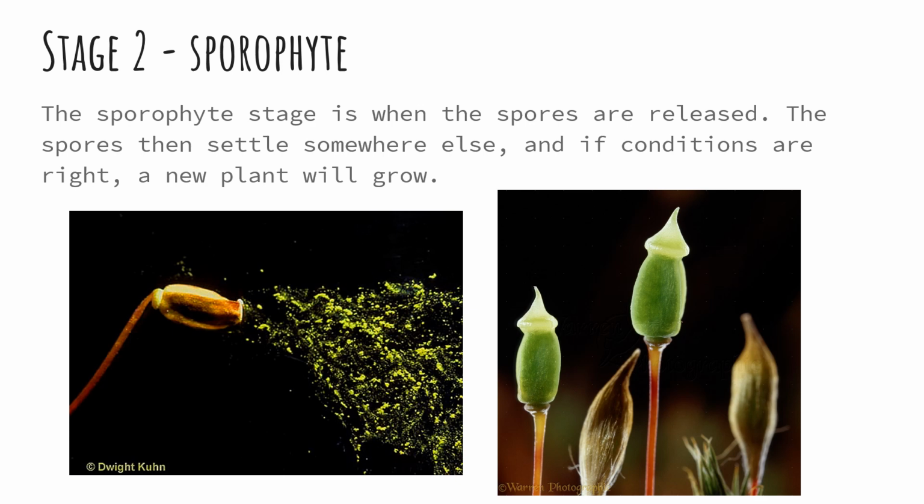So when the capsule is mature, it will burst like what you see in this picture on the left. The sporophyte stage is when the spores are released. The spores then settle somewhere else, and if the conditions are right, a new plant will grow.